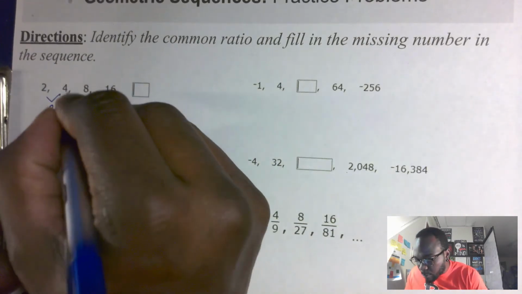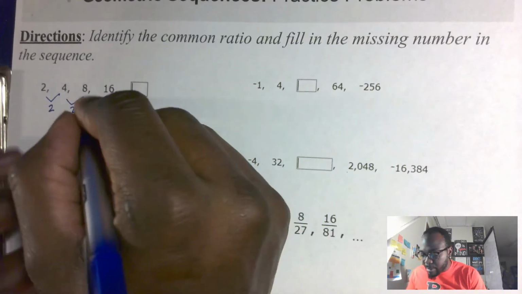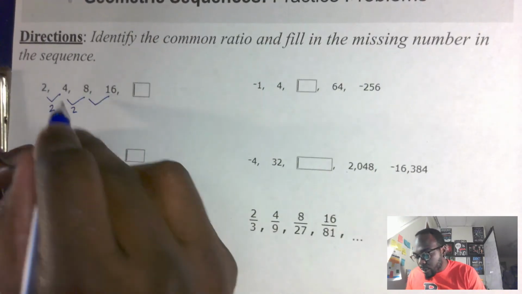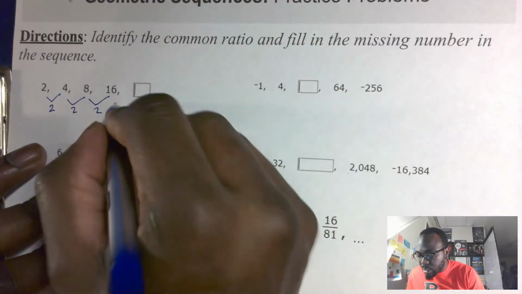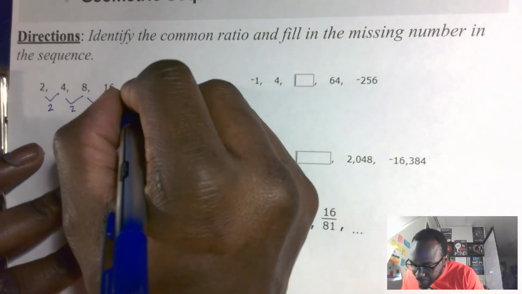So boom, from 4 to 8, what's the common ratio? 2. 4 times 2 is 8. So we figure there's a pattern here of each time they're multiplying by 2. So 4 times 2 is 8. 8 times 2 is 16. That means 16 times 2 is going to give me what?